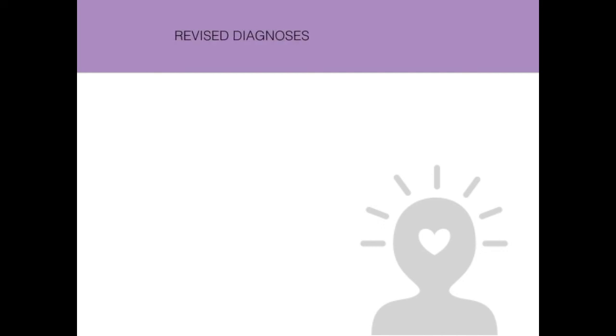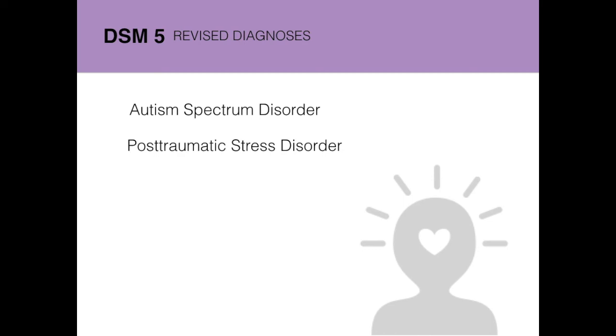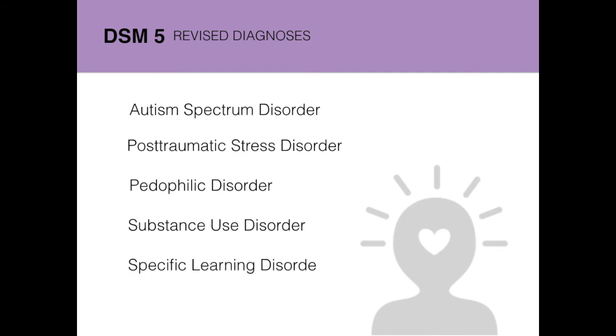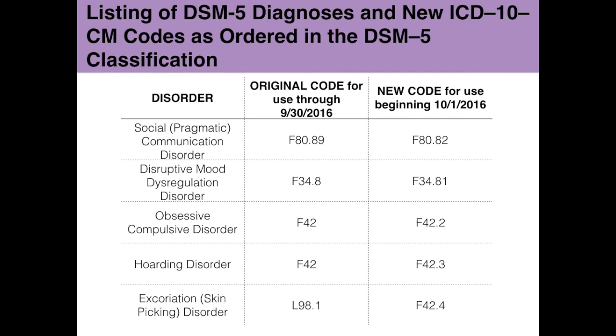Here are just a few of the revised diagnoses in DSM-5 as well. We have autism spectrum disorder, post-traumatic stress disorder, pedophilic disorder, substance use disorder, specific learning disorder, and removal of bereavement exclusion. Here are a few of the DSM diagnoses in the new ICD-10-CM codes as ordered in the DSM-5 classification.